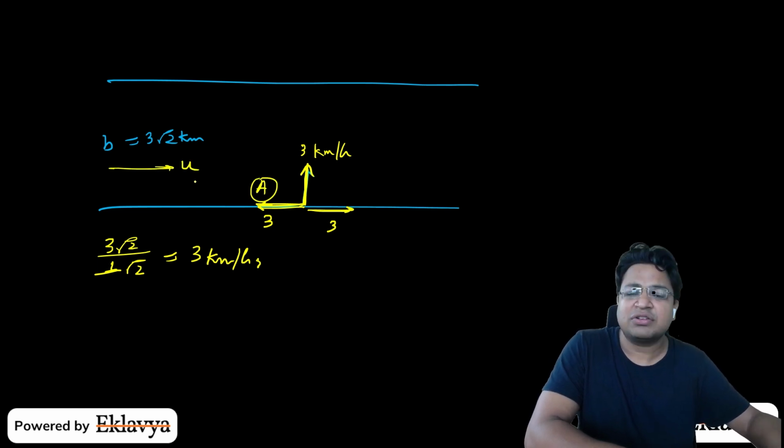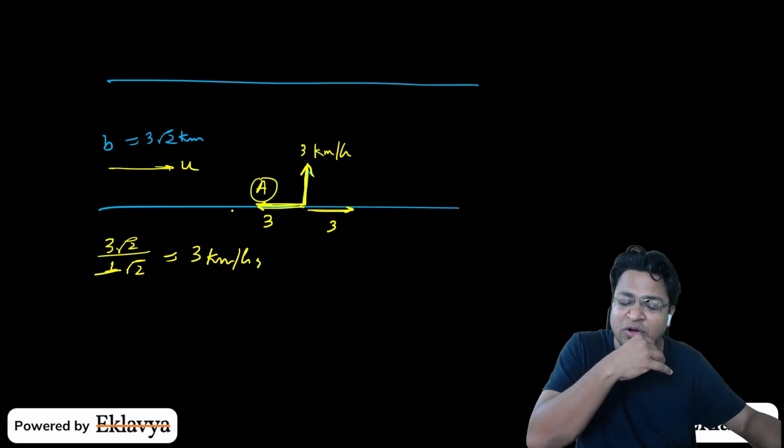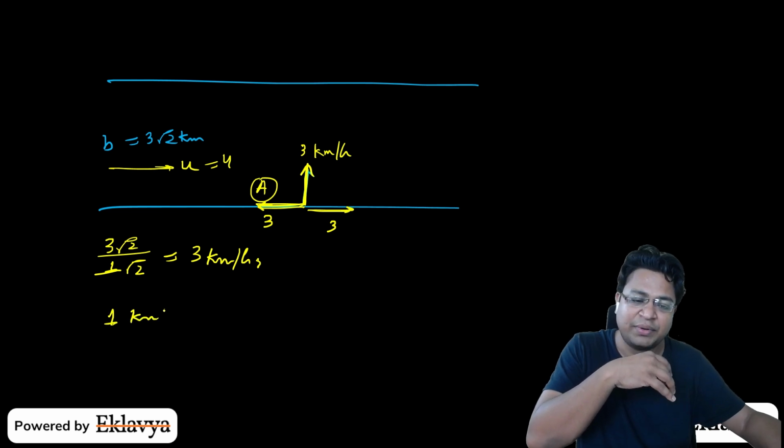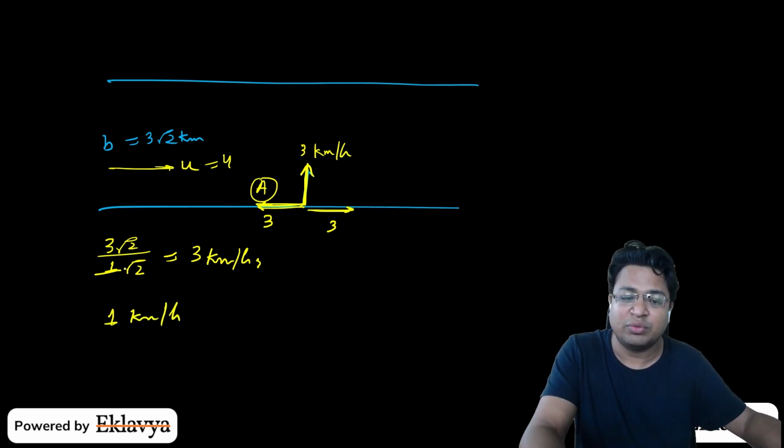In this case, the net velocity along the river current will become 4 minus 3, that is 1. Correct. So it will become 1 kilometer per hour. And how much time did he take to cross the river? He took root 2 hour.